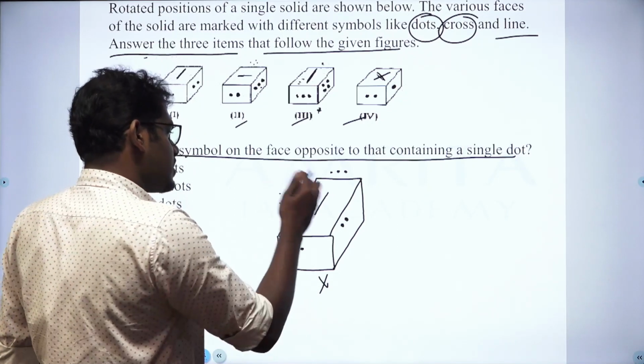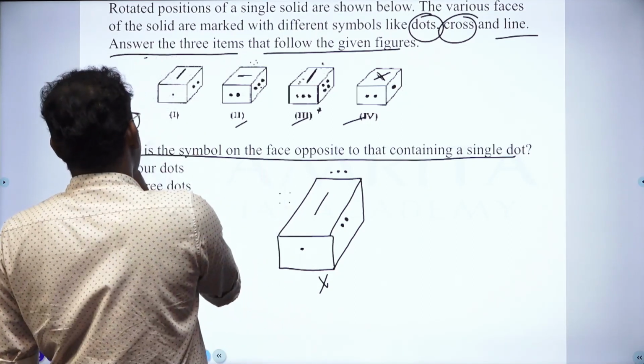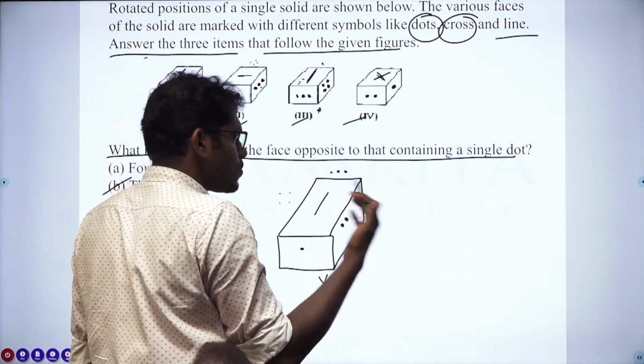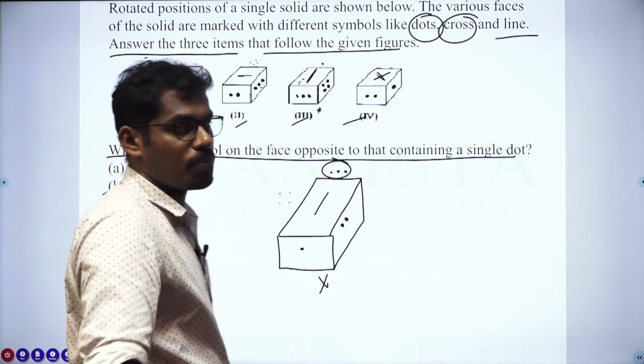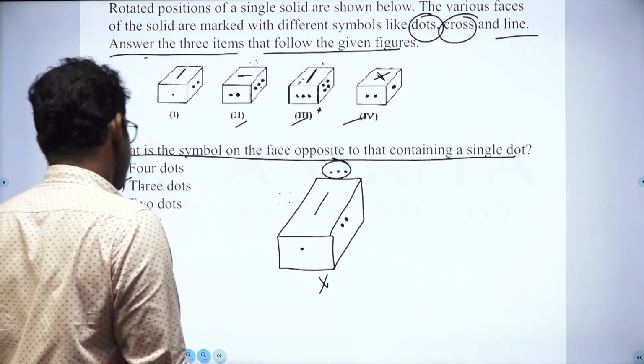So anyway, the answer for this question, what is the symbol on the face opposite to that containing a single dot, that is 3 dot. The answer for this question is option B. Clear? Okay.